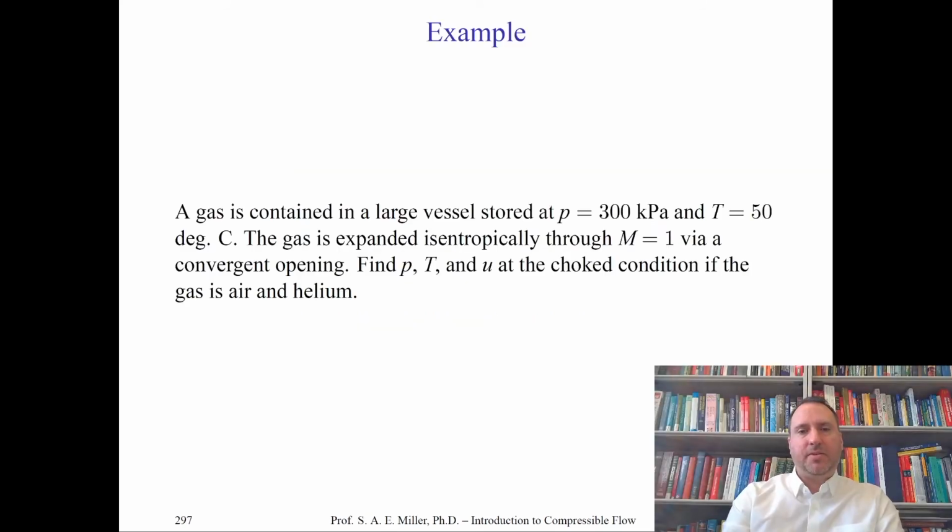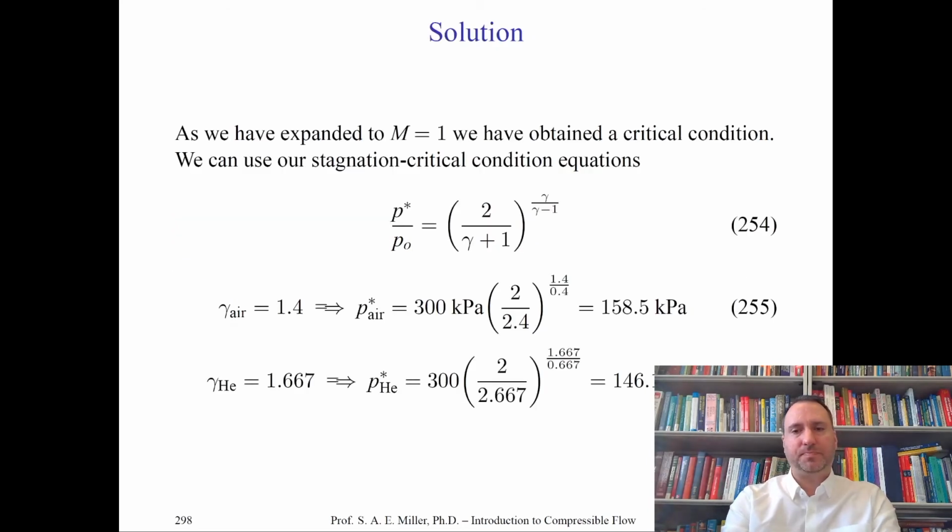Let's look at a particular example together. This one reads: a gas is contained in a large vessel stored at pressure, this is static pressure, 300 kPa, and static temperature, 50 degrees Celsius. The gas is expanded isentropically through M equals 1, a choke condition, via a convergent opening. Find pressure, temperature, and velocity at the choke condition if the gas is air and helium. I'll talk about the air example, and you can try the helium example on your own through the particular solution.